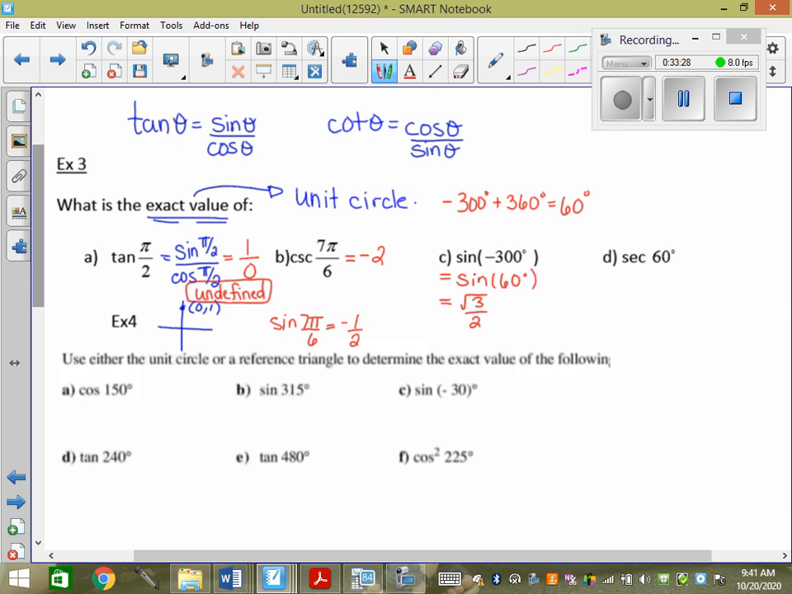Secant 60. So I need to find cos of 60 and flip it. What's cos of 60? Cos of 60 is a half. So what's secant of 60? 2. Or 2 over 1, right?